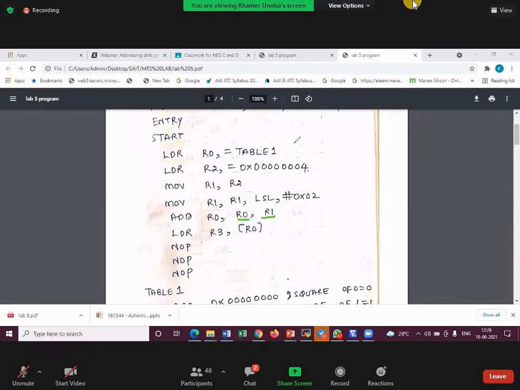For example, let R0 have some address as 24. So now this 24 is the data which R0 has. And then what is the recent value of R1? 16. So I will be adding 24 and then 16. What is the answer?